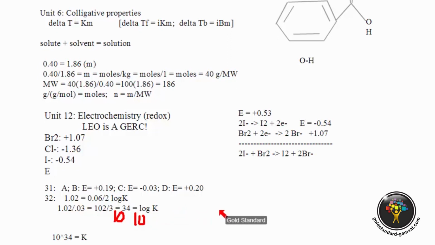In other words, to get rid of the log in front of the k, you have to raise both sides to the power of 10. And then that allows the k to fall down. And trust me, you will use this on the exam.